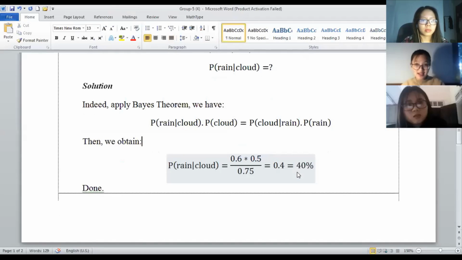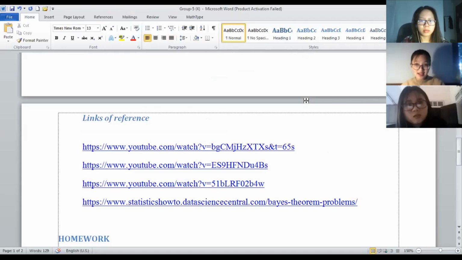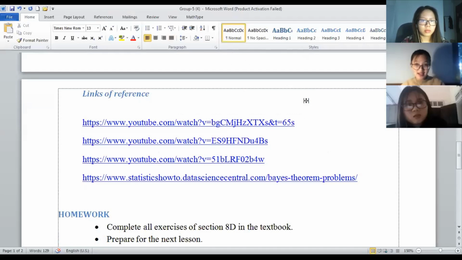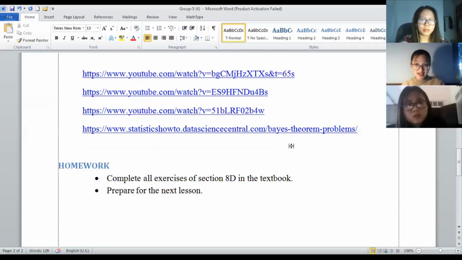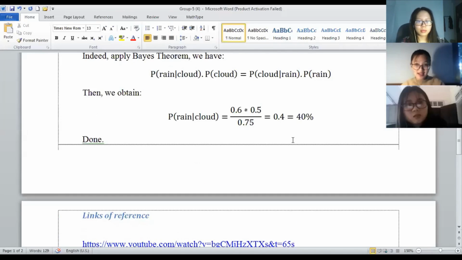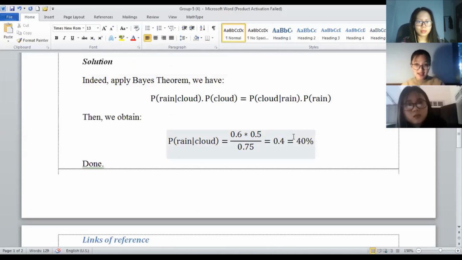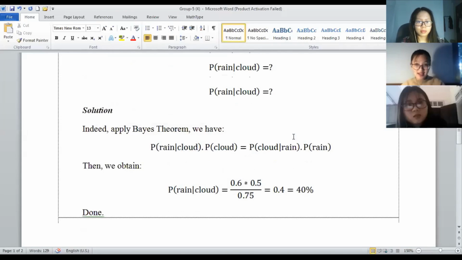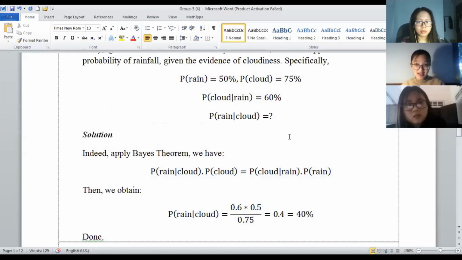And here, I have a list of references for you so that you can explore it by yourself at home. Don't forget your homework. You have to complete all exercises of section 8D in your textbook and prepare for the next lessons. If you have any questions, you can send me a list of questions by email.